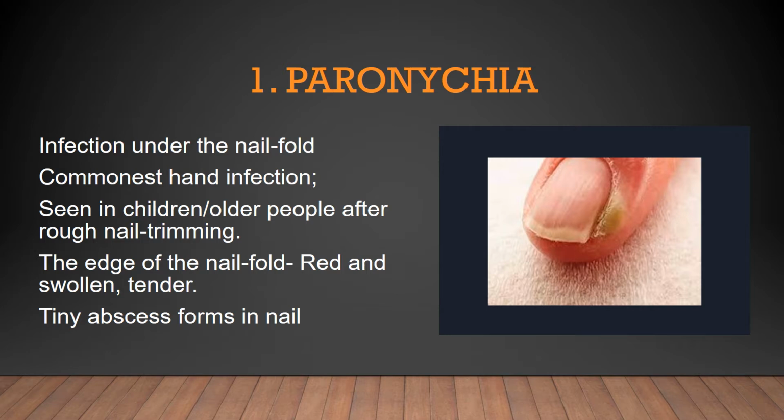As you can see here, it is due to the infection under the nail fold, and it is the commonest hand infection. Basically it is seen in children or older people after a rough nail trimming. As you can see in this picture, the edge of the nail fold is red and tender as well as swollen. So this is the infection around the nail fold, and it also forms a tiny abscess in the nail. So these are the features of paronychia.